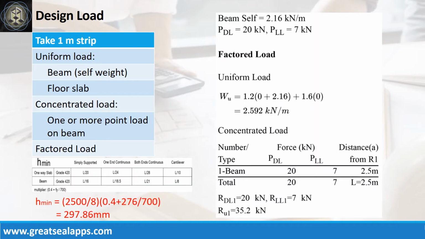The beam carries a concentrated dead load of 20 kN and concentrated live load of 7 kN at edge of beam for a factored concentrated load of 35.2 kN. The beam self-weight is 2.16 kN per meter for a factored uniform load of 2.592 kN per meter.